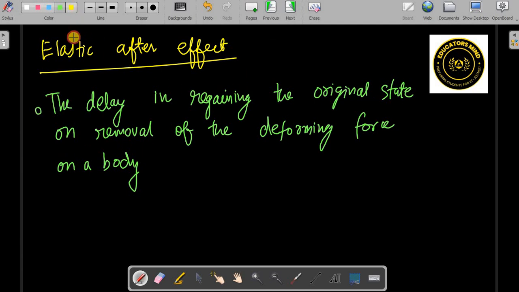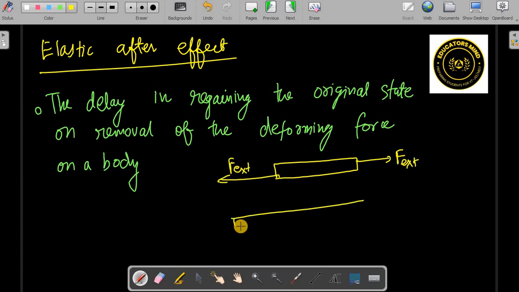So what does it mean? Suppose you apply an external force. So what happens? The body undergoes deformation. Let us say the body has become thin, like this. Now you remove the force, so internal forces will bring it back to its original position, but immediately it will not happen. There will be some delay in regaining the original state when you remove the force. That is called elastic after effect.